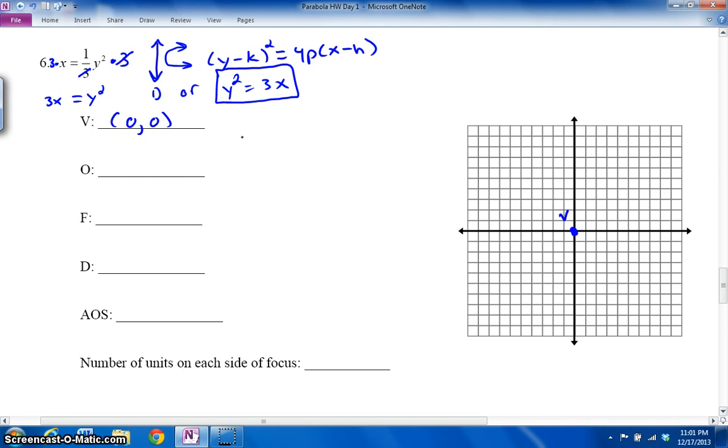Okay, again, let's figure out what our p is. 4p equals 3. Okay, and we're going to divide both sides by 4, giving us p is 3/4. So the focus is 3/4 units from the vertex. Right, and p is positive, so we have a opening to the right. So plotting 3/4, which is a little hard on this, is right about there. Focus.